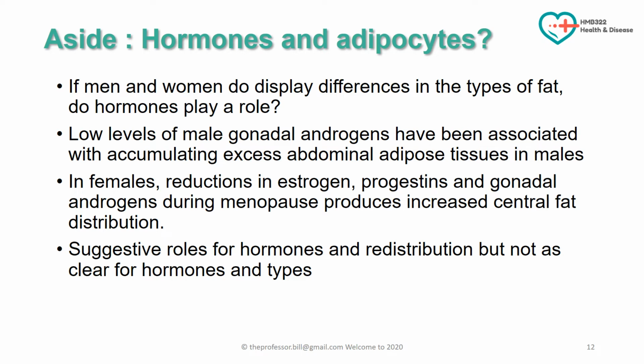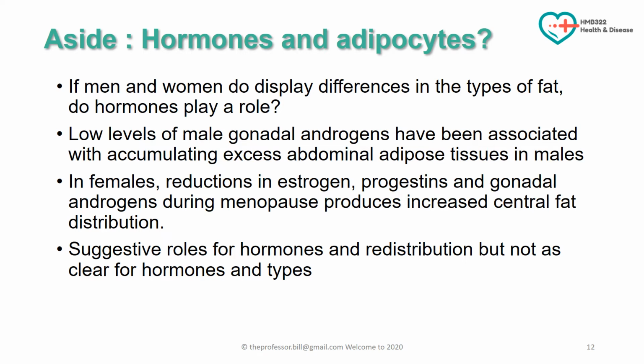And so we know that the male gonadal androgens have been associated with the adipocytes being more likely to accumulate intra-abdominally and then form those bad adipocytes. Reductions in female hormones like estrogen, progestins, and female gonadal androgens also cause that redistribution.